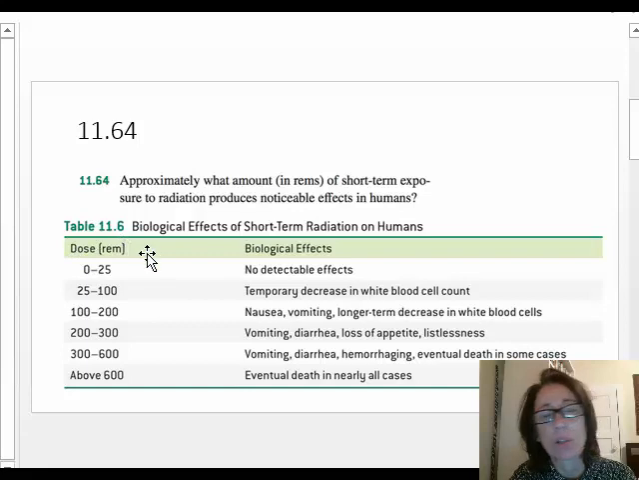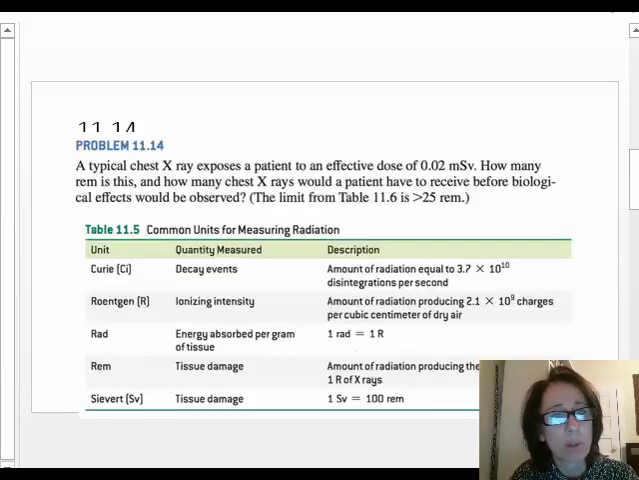So anything less than 25 REM will have no detectable impact on human beings. However, if someone is small, like a child or an infant, we definitely would be really careful about exposure to radiation because they're going to be more susceptible, just as they would be to any poison. Their lower body mass makes it difficult for them to handle any sorts of disruption.